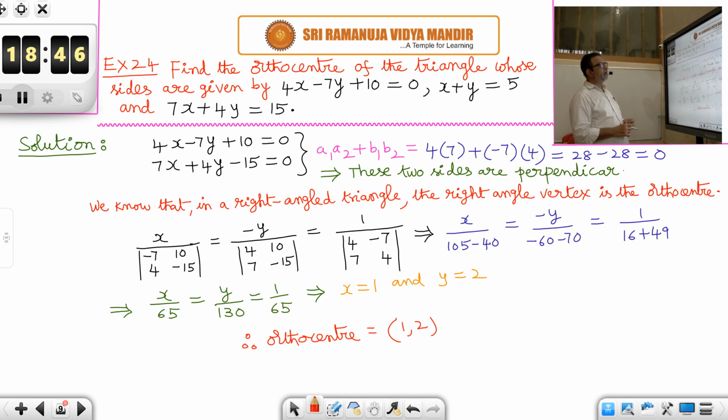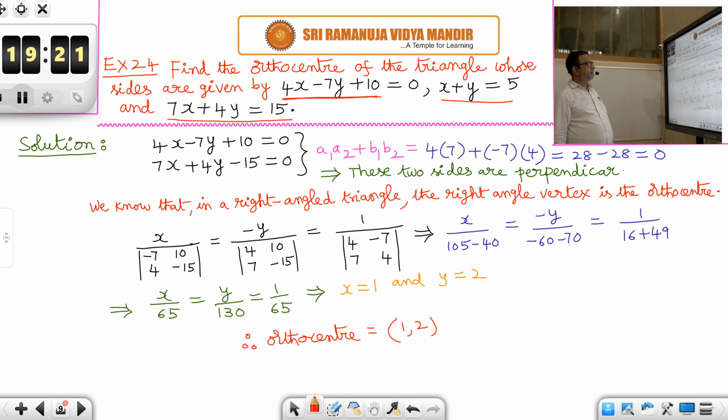24. Find the orthocenter of the triangle whose sides are given. Okay, this type of problem just now only we have done, but why again? Because there is a slight difference here. So there is one point to be noticed here. Observe the equations of the three sides of the triangle. So what do you notice here?